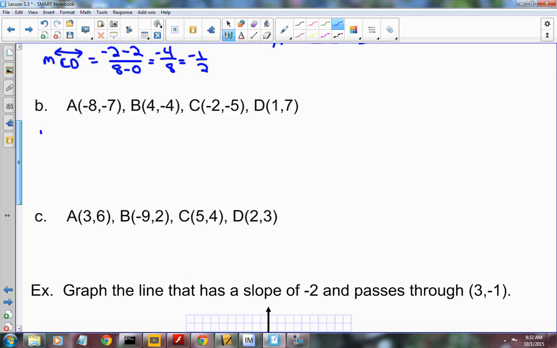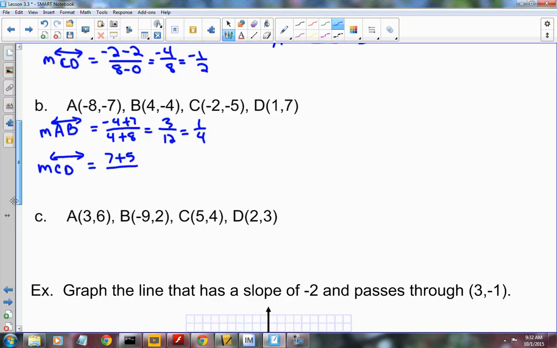Here's another one. I'm going to find the slope of AB, and I'm going to find the slope of CD. Okay, so again, it's the difference in the y's: -4 minus a -7 over 4 minus a -8. That's going to be 3 over 12, which is 1/4. And I'm going to do CD: 7 minus a -5 over 1 minus a -2, which is 12 over 3, which is 4.